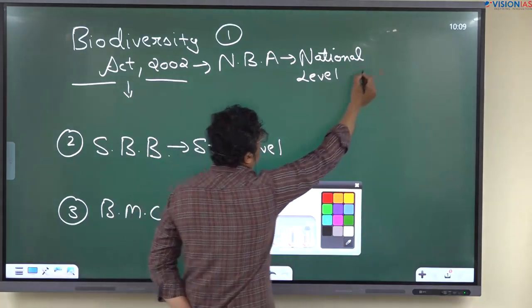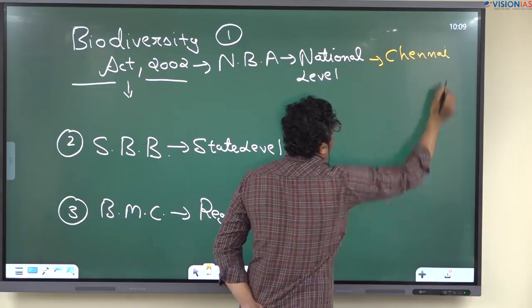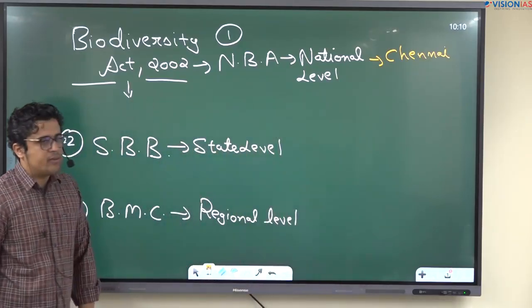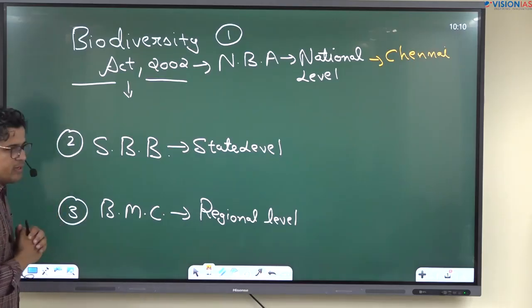This national level organization is situated in Chennai. Where is the headquarter of NBA? It is in Chennai, National Biodiversity Authority. Yesterday we were discussing green credits. The green credits program in India is managed by NBA, National Biodiversity Authority. Yesterday only we discussed. So their headquarter is in Chennai.